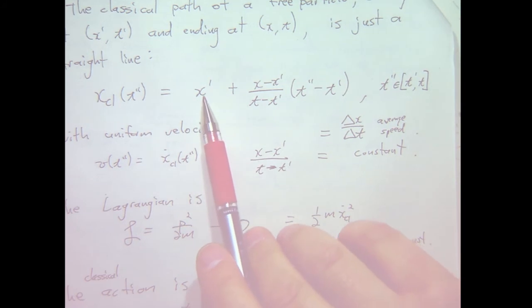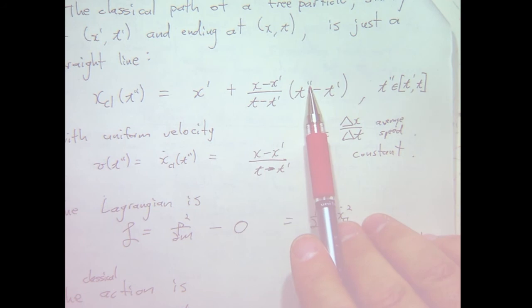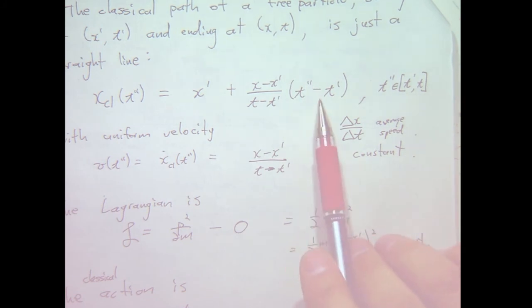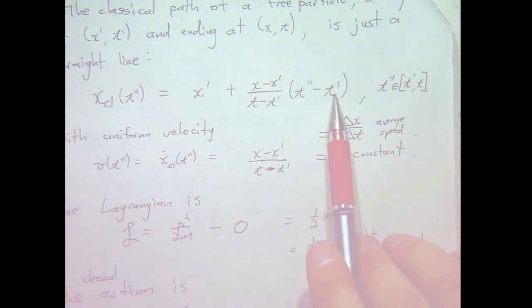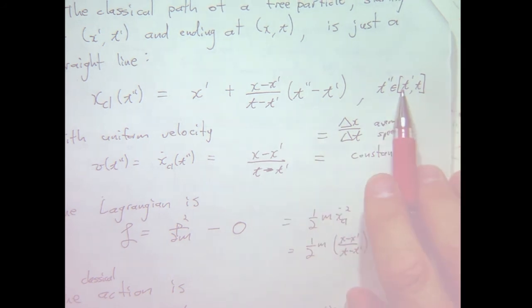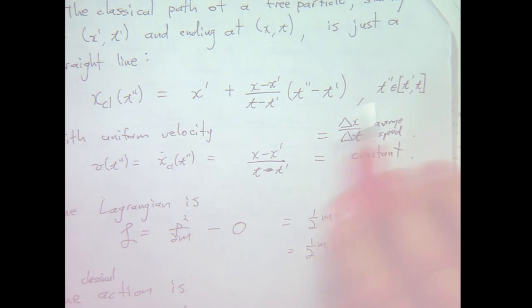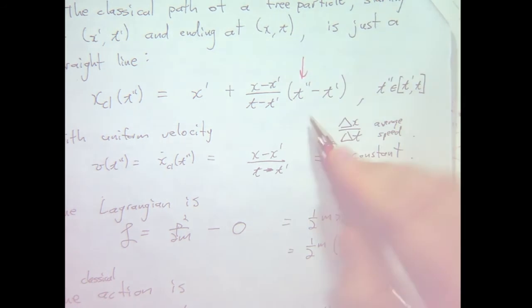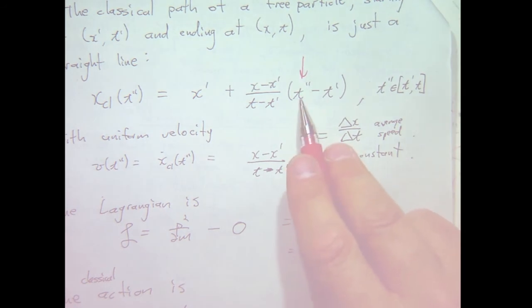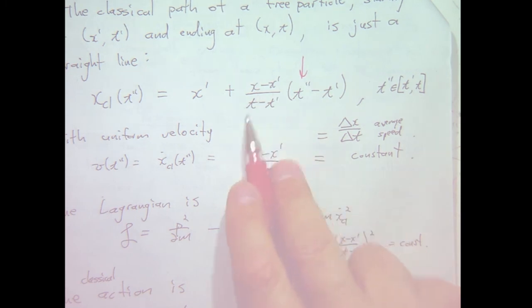And this is the initial x prime. And at any time t double prime, we need a second, a third time here. t double prime minus t prime is the time after the initial time, and t double prime is any time from the initial time t prime to the final time t. So this is a function of t double prime, a free parameter, and t prime, x prime, x and t are all known.